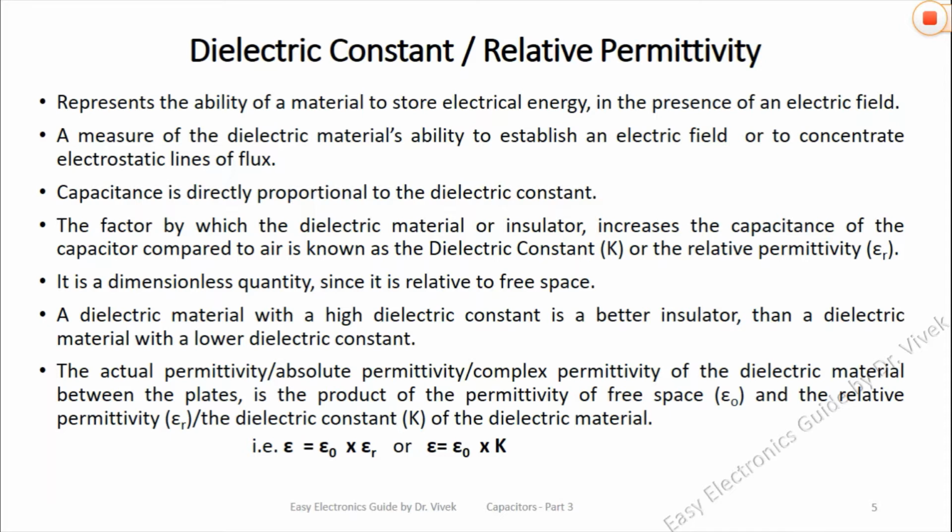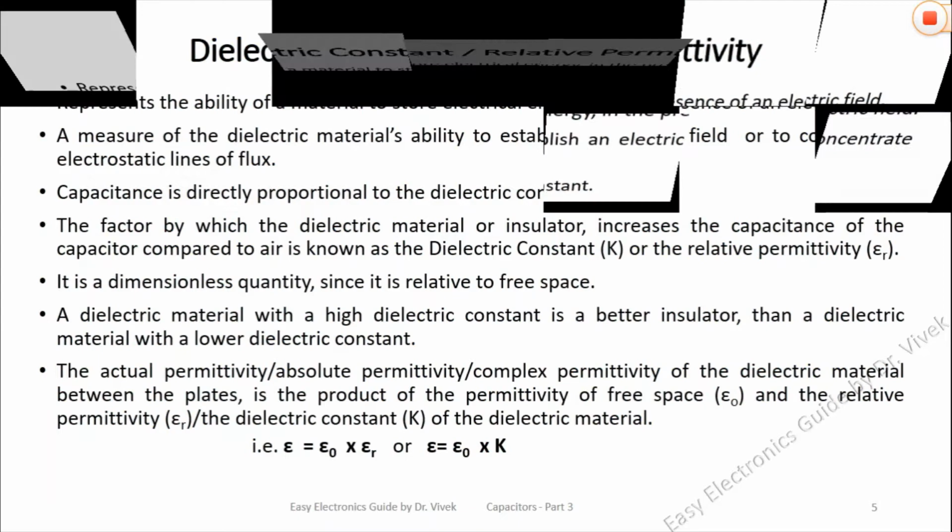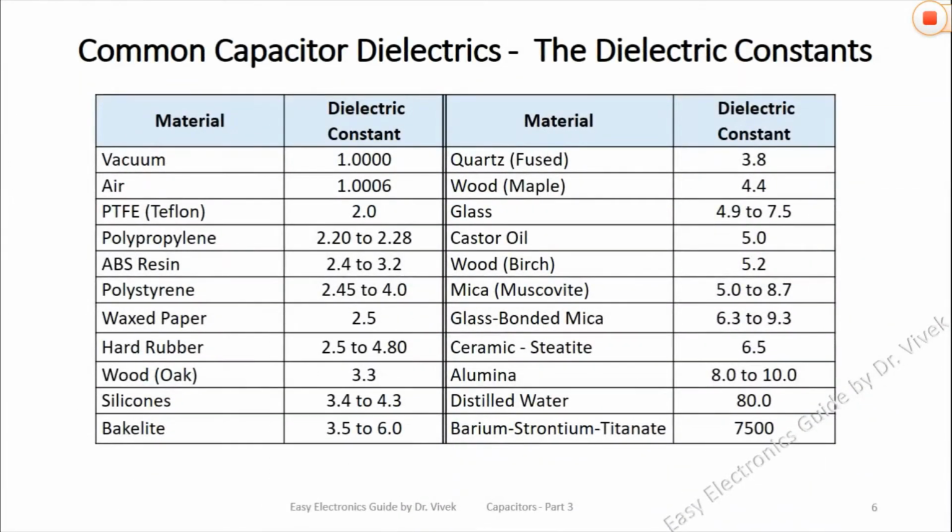A dielectric material with a high dielectric constant is a better insulator than a dielectric material with a lower dielectric constant. The absolute permittivity of the dielectric material is the product of the permittivity of free space and the relative permittivity of the dielectric material. The table shows some of the common capacitor dielectrics with its dielectric constants.